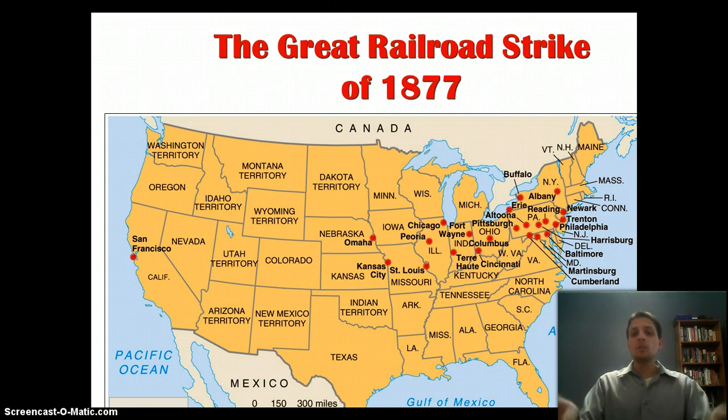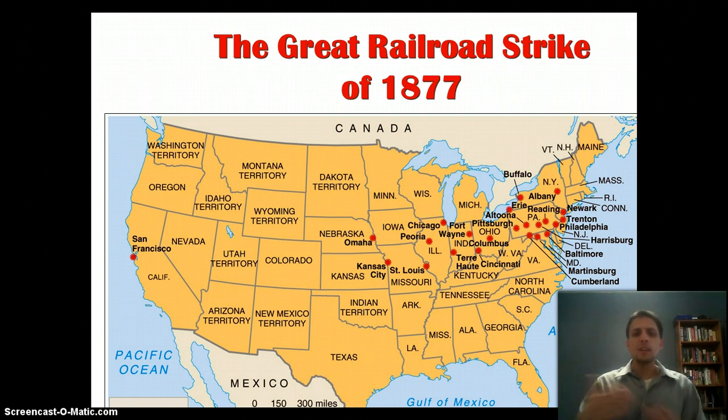And so if you look at all the red dots that you see on the screen up there, those are all the places that workers went on strike. And it gets so bad that the president at the time, Rutherford B. Hayes, has to call in federal troops to stop the railroad unrest and stop what they consider like an uprising here of the working class. And they have to use force to put it down.